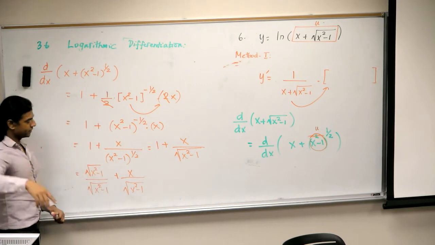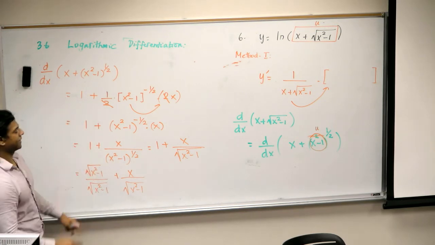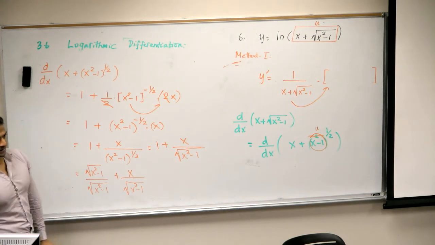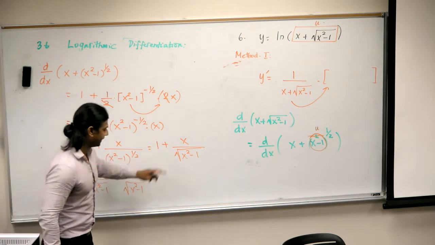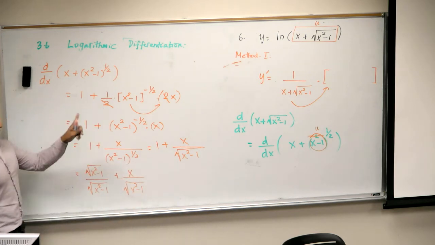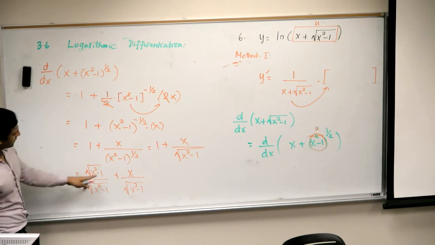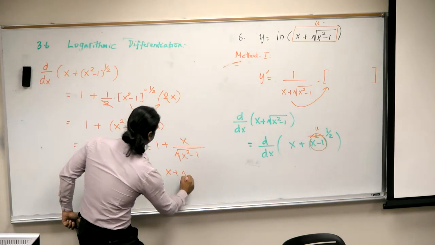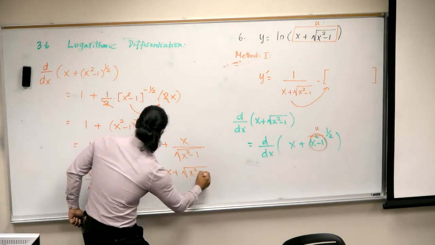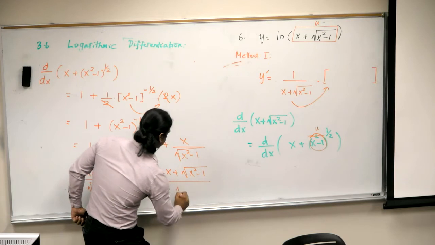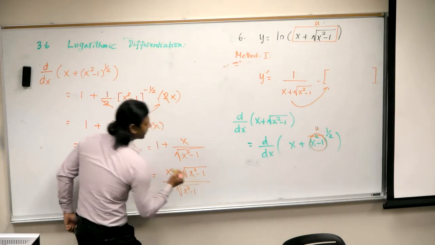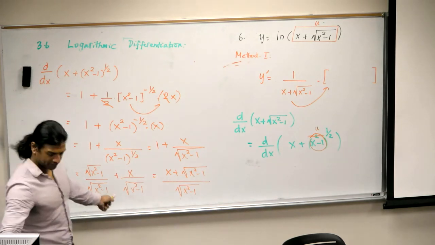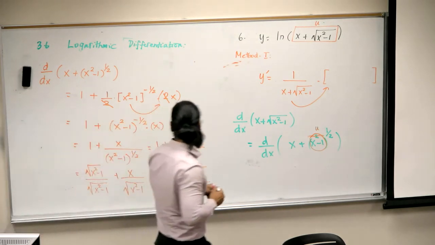When I walked around, I said we can just leave it as is, but as I started doing it, it clicked that this can be simplified. Instead of leaving it like this, if I did this step, a term will get cancelled. So if I combine, I will have x plus square root of x squared minus 1 over the square root of x squared minus 1. Yes? That is the derivative part, which I'm going to plug in there.